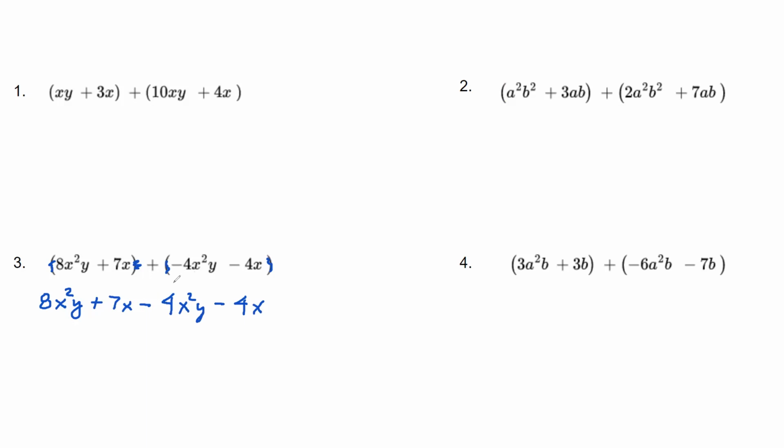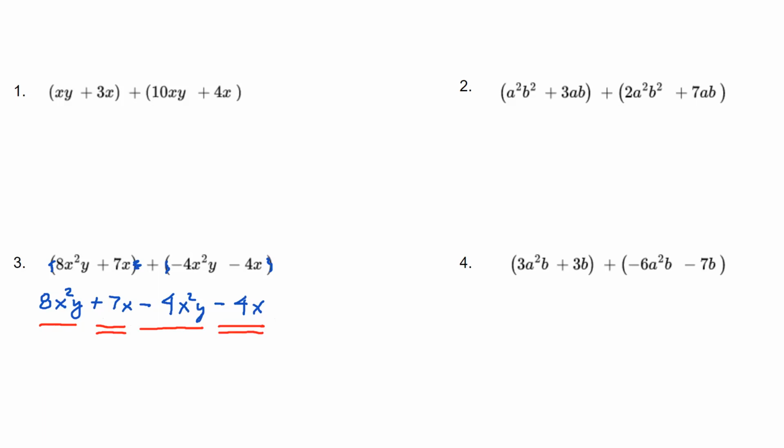So notice that they're exactly the same. Minus 4x squared y, minus 4x. Now this looks a lot easier to manage. Let's identify our like terms. We have 8x squared y and minus 4x squared y. We have to pay very close attention to those negatives. Our other like term, 7x, that matches up with minus 4x. Notice that I'm including that minus sign in my term.